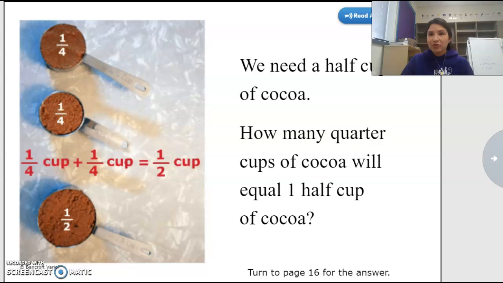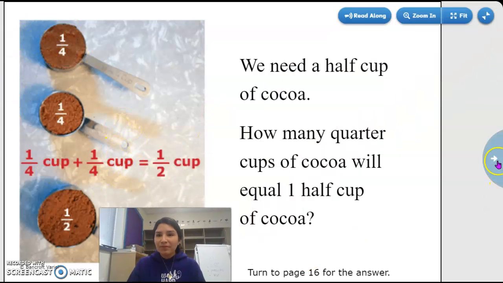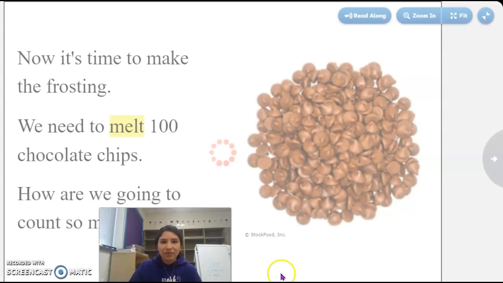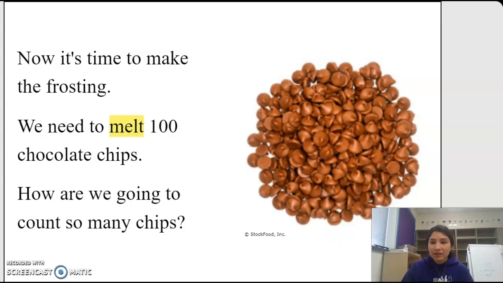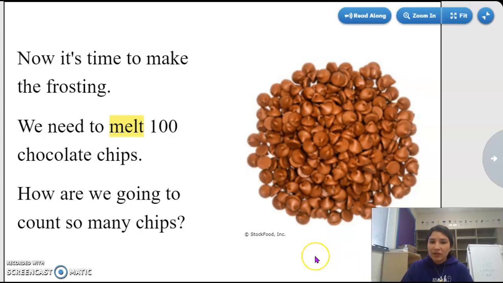I don't expect you to know this just yet, but this is just a fun book I thought we could read. So if you don't understand this math, that's okay. That's all right. We're actually really focusing on text features, and we're also focusing on the author's purpose for writing this story. That's what I really want you to focus on.